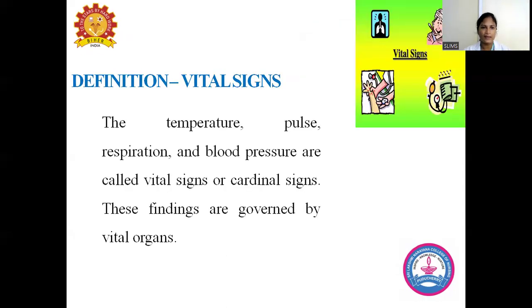Definition of vital signs: the temperature, pulse, respiration and blood pressure are called vital signs or cardinal signs. These findings are governed by vital organs, because our heart gives the heart rate, our lungs are responsible for respiration, our blood vessels are responsible for blood pressure, and our hypothalamus is responsible for temperature. These are considered vital organs or cardinal organs. That's why we are doing this procedure.